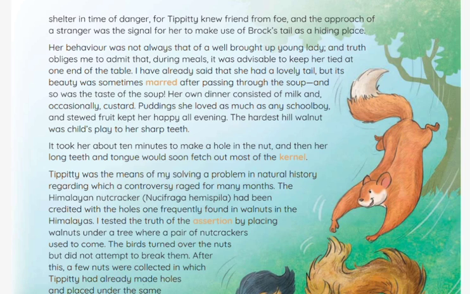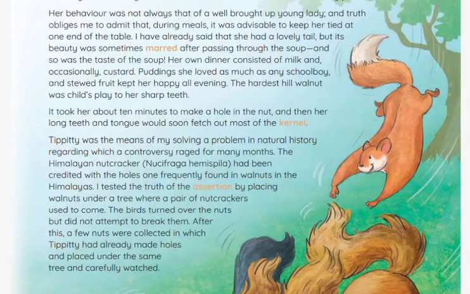For Tipitty knew friend from foe. I mean, who is an enemy and who is a friend. She knew everything. And the approach of a stranger was the signal for her to make use of Brock's tail as a hiding place. So whenever a stranger came across, Tipitty would go to Brock's tail and hide herself in the hiding place. What is the hiding place? The tail of Brock.